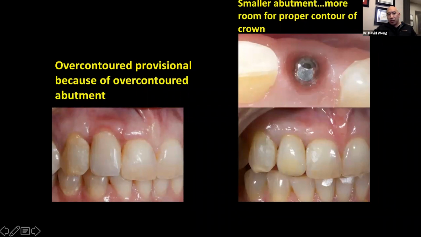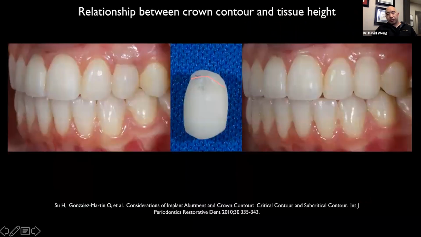Gingival contours are improper, too high, etc. And all you have to do is take off the crown, really shave down that abutment. And as you can see, it's a stock abutment, and just remake the crown. And you'll notice that soft tissue will come down, and it looks much nicer than the previous situation.